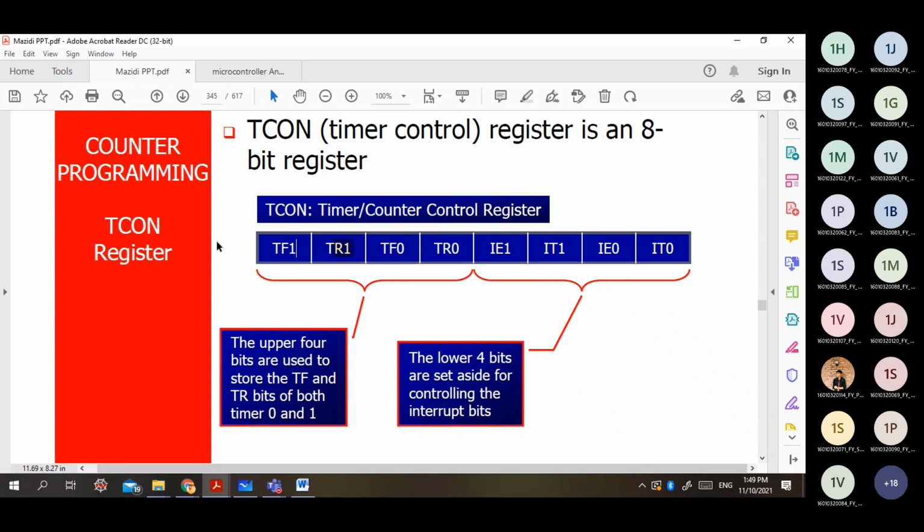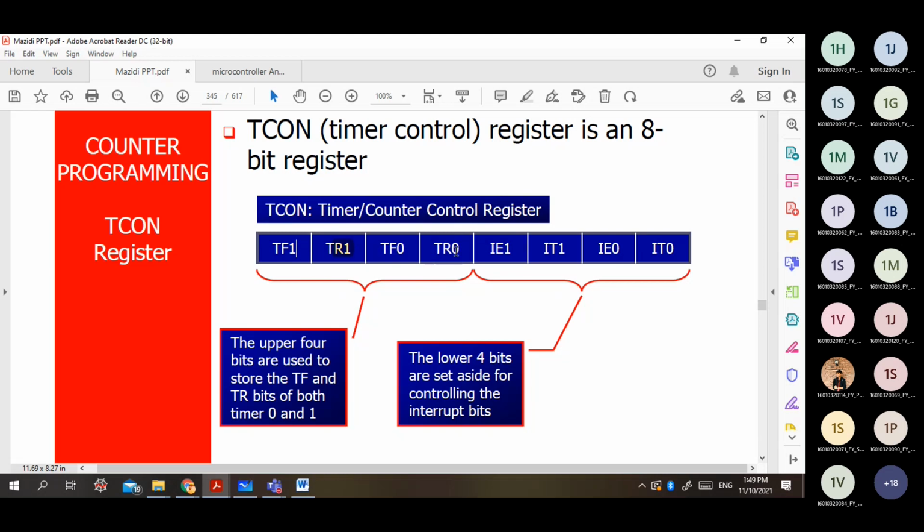Now the upper 4 bits are actually for our use in the timer. Fine. So in this we have TF and TR. For timer 1 we have TF1 and TR1, and for timer 0 we have TF0 and TR0. Fine. What is the use of this TR? TR means timer run, to start the timer. So that the clock pulses will start incrementing the count. So whenever I make this 1, whatever the count is will start incrementing. That is the use of the TR bit.